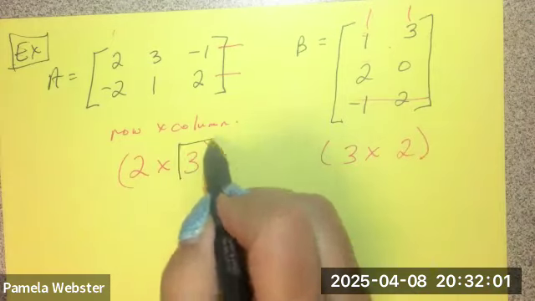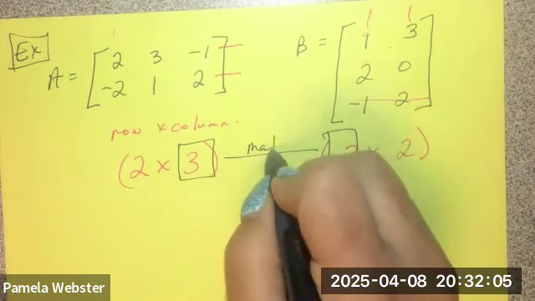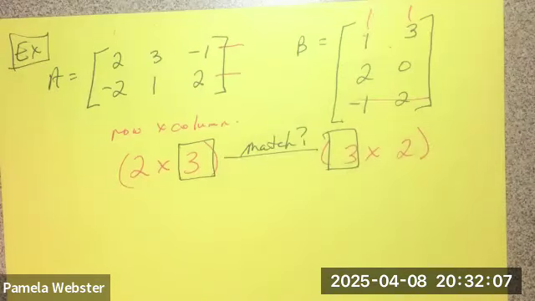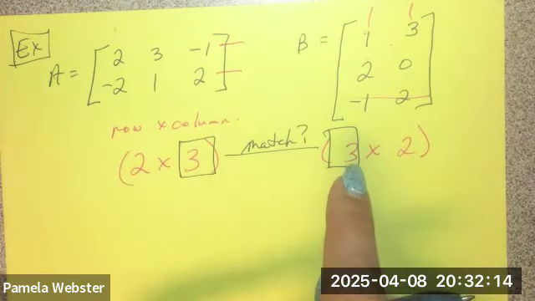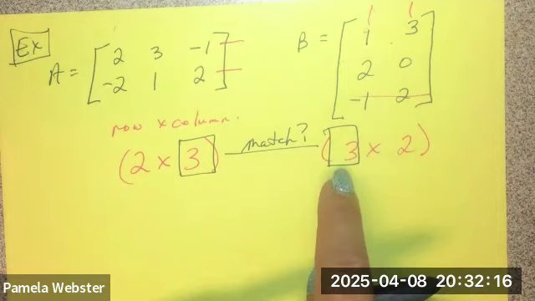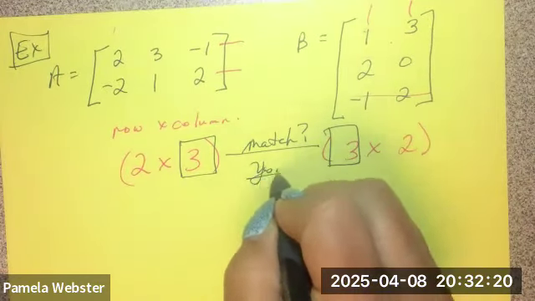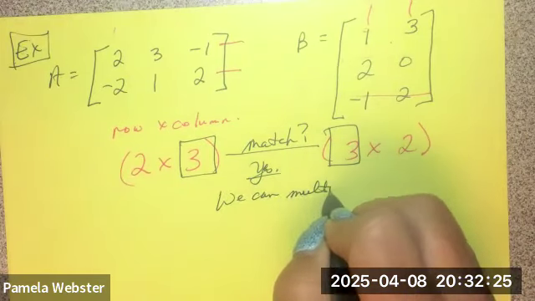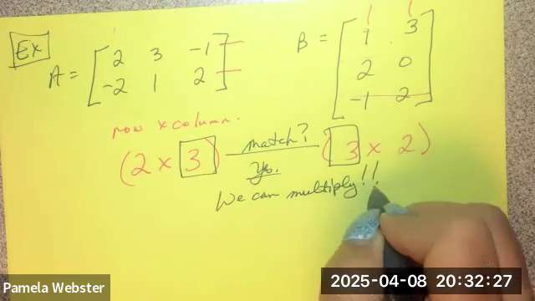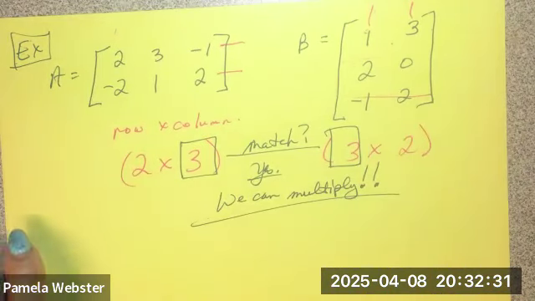So this is my first one. This is my second one. The numbers that are closer to each other, those two, do they match? That's what I want to know. Are those the same? Yes, those are the same. So the number of columns in A is the same as the number of rows in B. Okay. So what that tells us, we say yes, they match. We can multiply. So you have to do that check before you even do anything else. Don't start multiplying. Don't just jump in there. You have to check. Okay.